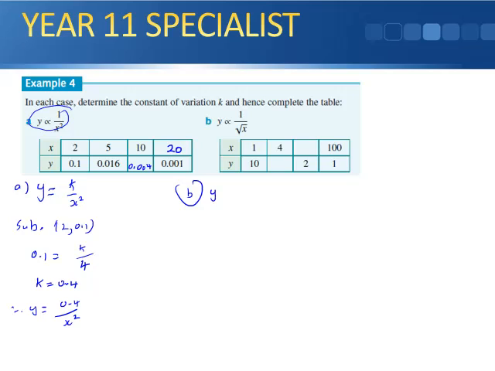Part B, this time we have y equals k divided by the square root of x, and the square root of x is just x to the half. I'm just going to leave it as the square root of x. I'm going to substitute x is 1 and y is 10, so I get 10 equals k, the square root of 1 is 1, so k equals 10, and therefore my rule becomes y equals 10 divided by the square root of x. When I substitute x equals 4, I get y equals 5, and if y equals 2, I end up getting x is 25, and I'm sure you know how to do that as well.